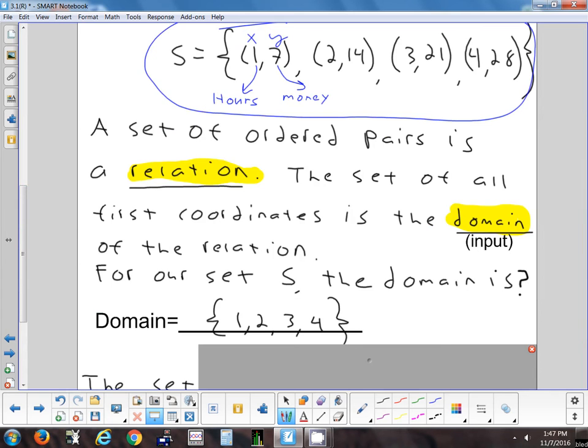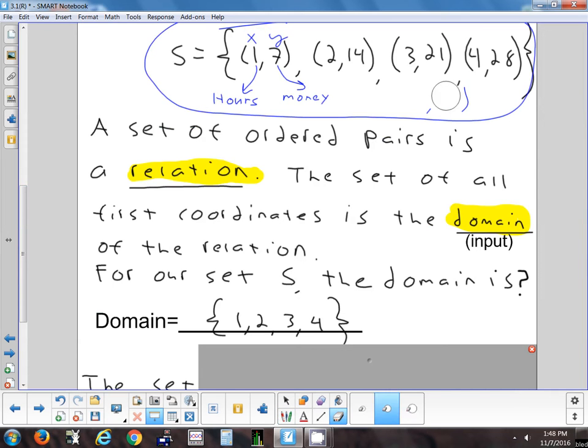Okay, so the domain is just a list of all the first coordinates. 1, 2, 3, 4. If you ever have a domain where a number repeats, you don't have to write it twice. Let's say I added another one, I'm just making up another one. Now it doesn't make sense in our word problem, but the domain here is still 1, 2, 3, 4. I already said 1. You don't need to say it twice.